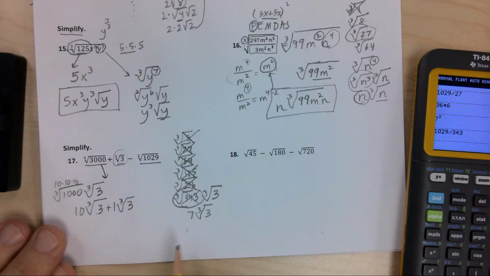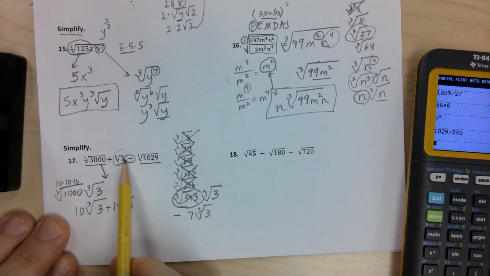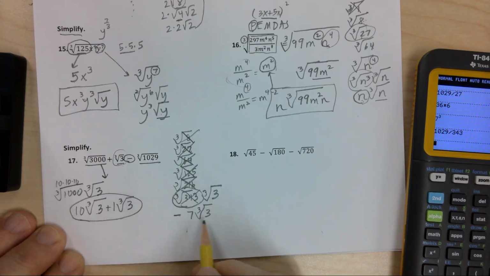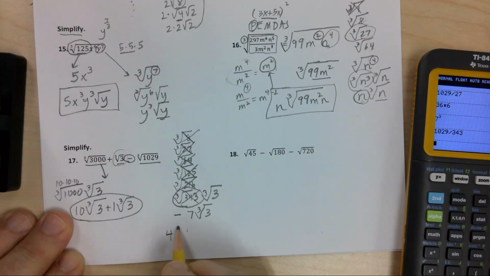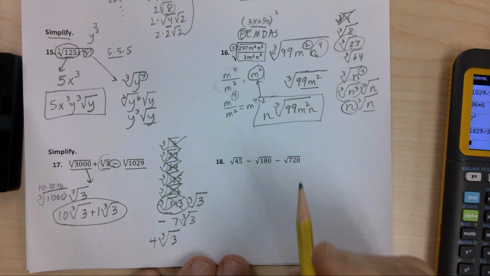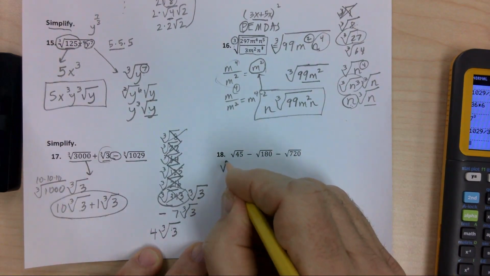So look, now I've got, this is a minus, let's not forget that, it'd be easy to forget. I got 11 cubic root of 3 minus 7, so I get 4 cubic root of 3. These are doozies. This one's a little bit easier, a lot easier.